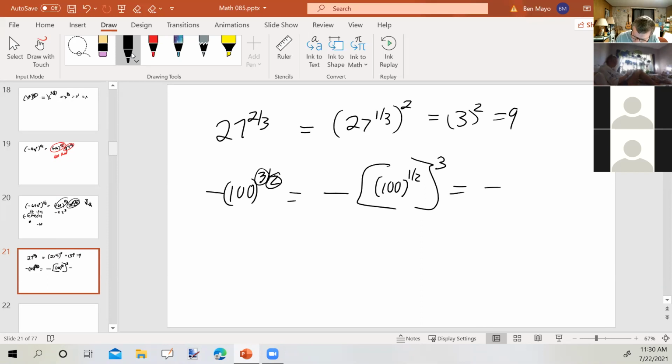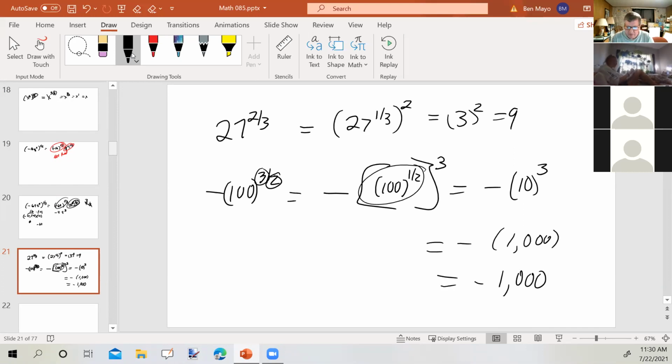So I'm going to do the root and then the power. Okay. Now, what is the square root of 100? That's 10. And 10 cubed is what? 1,000. So my final answer is -1,000.